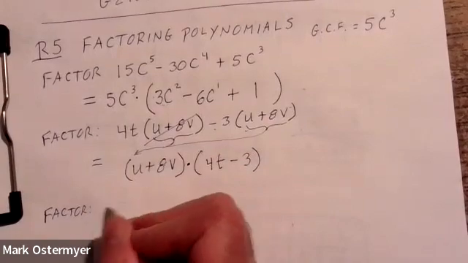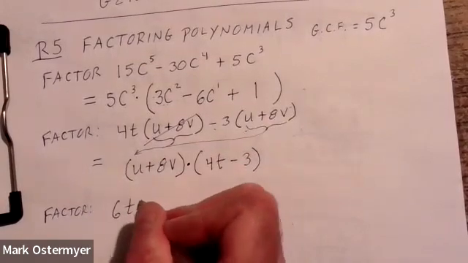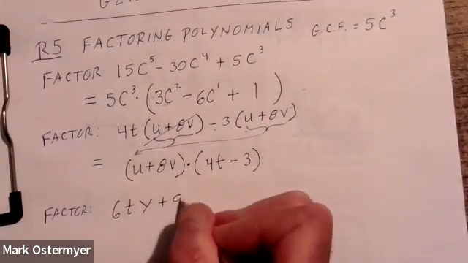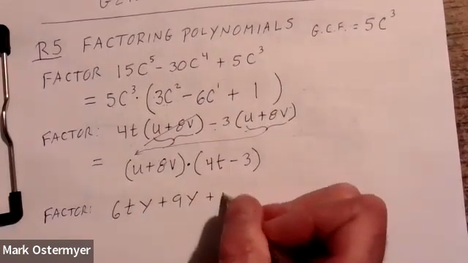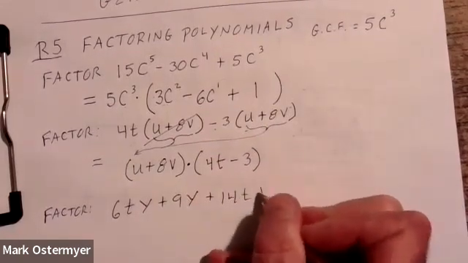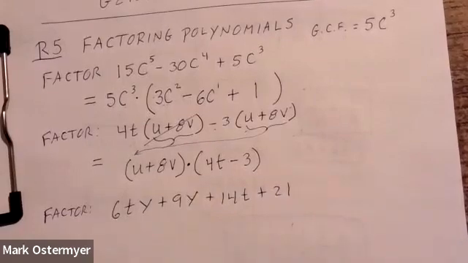All right, let's try this one here. We got 6ty plus 9y plus 14t plus 21. This is a 4-term polynomial, and we want to try to factor. First thing we should always ask ourselves is, can I factor anything out of all the terms of the polynomial other than 1 or -1? As you can always factor 1 or -1 out of any polynomial.